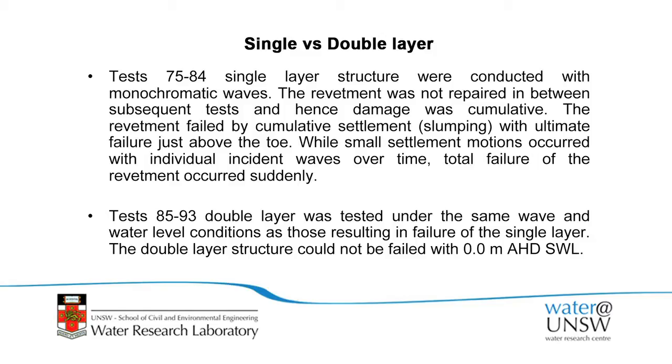We did the same thing with double layer bags. So we repeated a whole lot of tests. We repeated about 15 or 10 tests with double layer bags. And if we used a 0 AHD water level, we couldn't fail the structure. So we went from single to double and we couldn't fail it at low water levels because the waves just weren't big enough hitting it. When it did fail in double layer, it's a very slow, gradual failure, and generally it's only the outer layer that fails. The inner layer still stays intact.